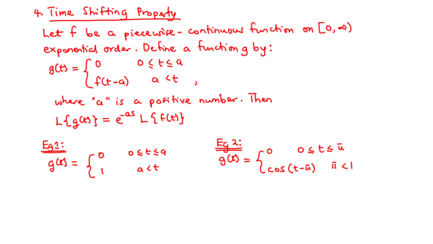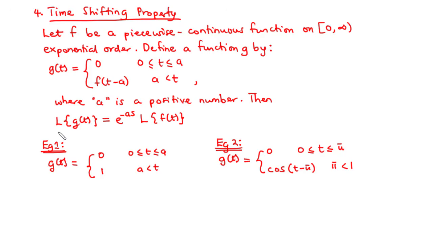Now to the next one, we are going to discuss the time shifting property. Let f be a piecewise continuous function on the interval [0, infinity) of exponential order. We define a function g by g of t equals 0, where 0 is less than or equal to t, less than or equal to a, and then f of t minus a, where a is less than t, and a is a positive number.